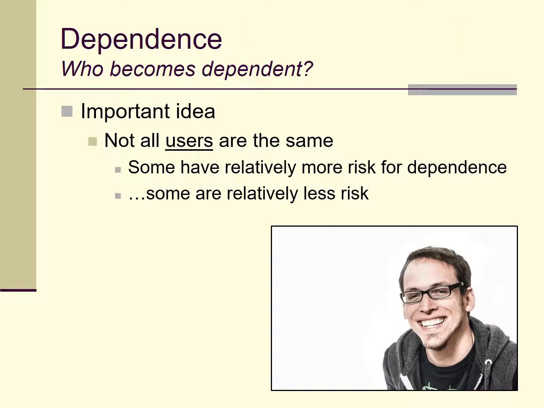So an important idea here is that not all users are the same. Some have relatively more risk for dependence, some have relatively less risk. A person who has genetic risk for becoming addicted to, say, cannabis, to marijuana, and who has environmental risks might be more likely to become dependent than someone who doesn't have those same levels of risk.